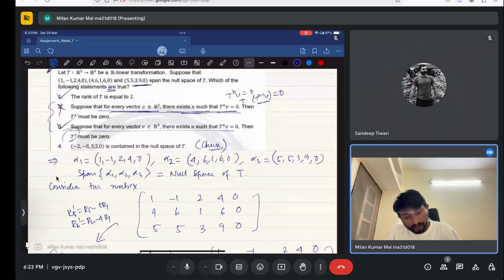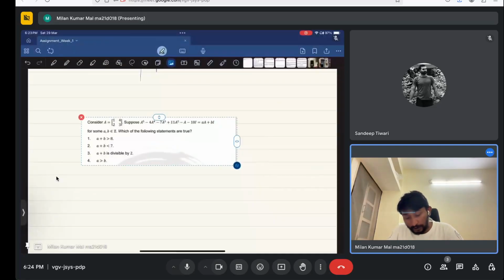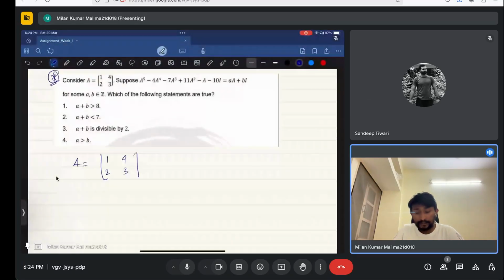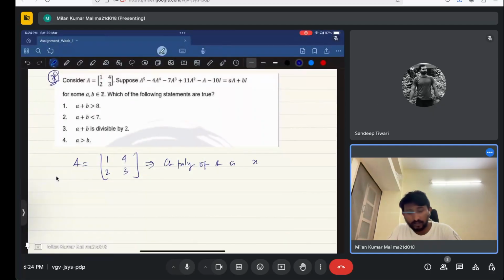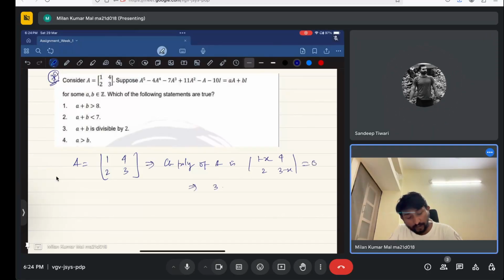So go to another problem. I think all of these problems are from 2023. Actually, I have only opened the 2023 paper and taken the questions from there. It is said that A is the given matrix 1, 4, 2, 3, and so the characteristic polynomial of A is the determinant of 1 minus x, 4, 2, 3 minus x, equal to 0. This gives x squared minus 4x minus 5 equals 0.